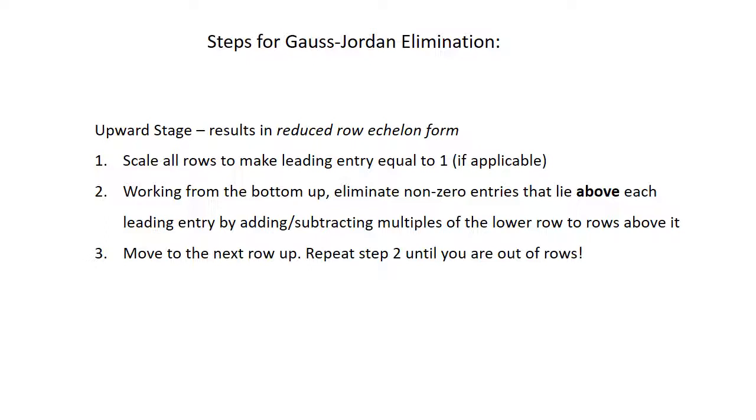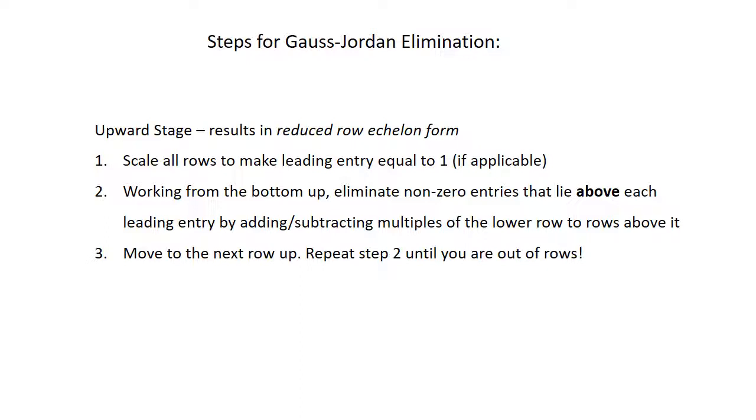And if possible, we would like to eliminate as much mixing of variables as we can. So we're going to start out by scaling all of our rows to make the leading entry equal to 1. So each row will be divided by the leading entry, as long as it's not a row of all zeros.